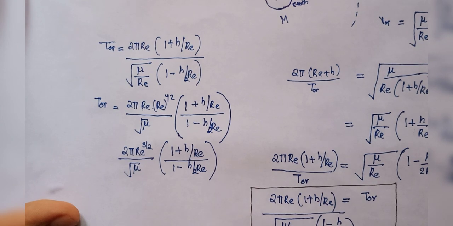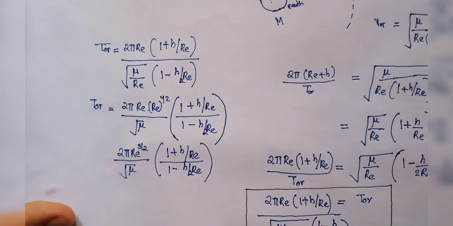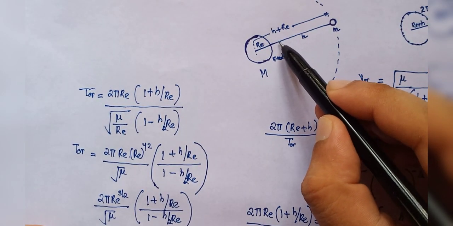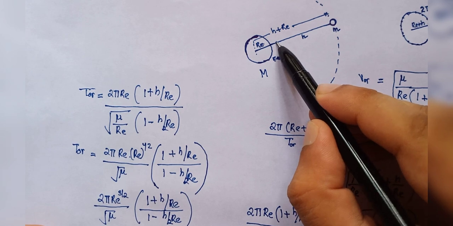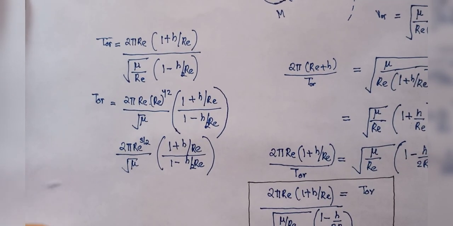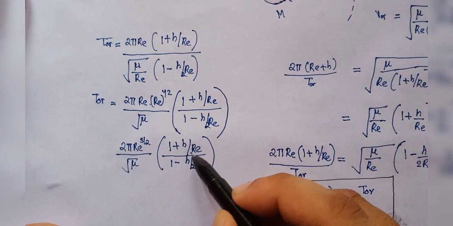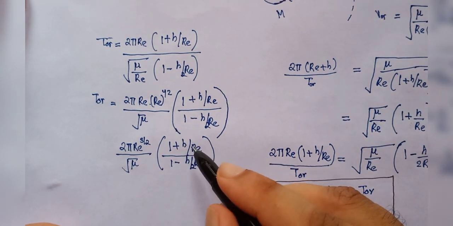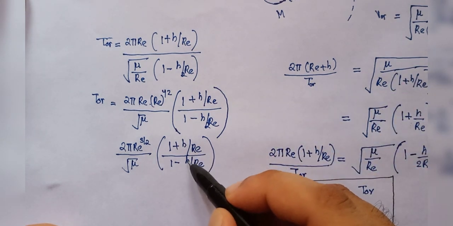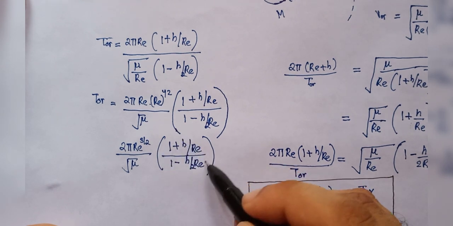Fine. Now I'll just make an approximation. Your height is going to be very small, so in that condition a small quantity divided by a bigger quantity yields a much smaller quantity. Similarly this happens with the denominator as well. So this term will vanish for very small heights.